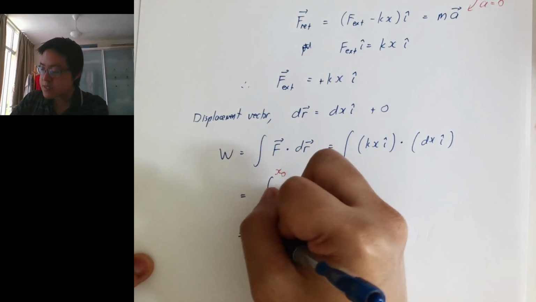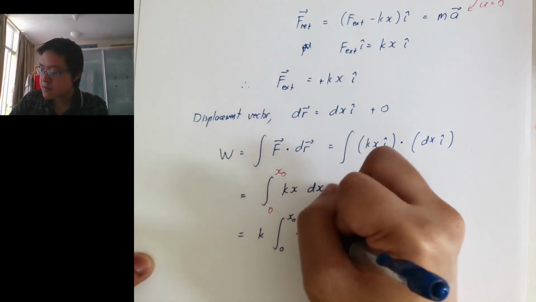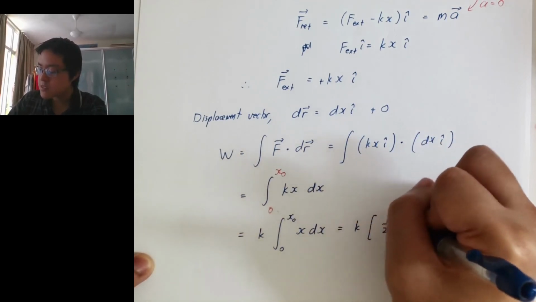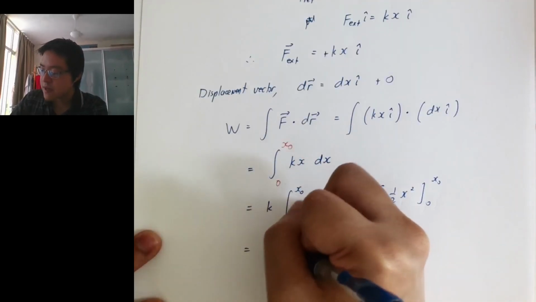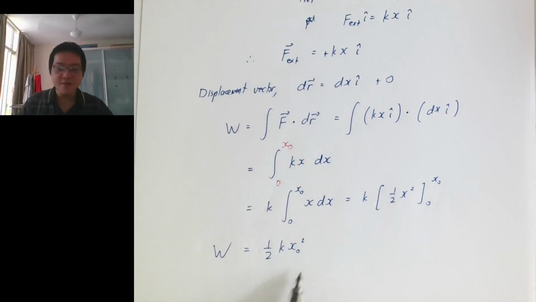So k is a constant, so I don't need to integrate the k. It's a spring constant, right? So what you get here is half k x squared from 0 to x naught. So the answer is half k x0 squared. Again, something familiar, right? This looks like the spring potential energy.